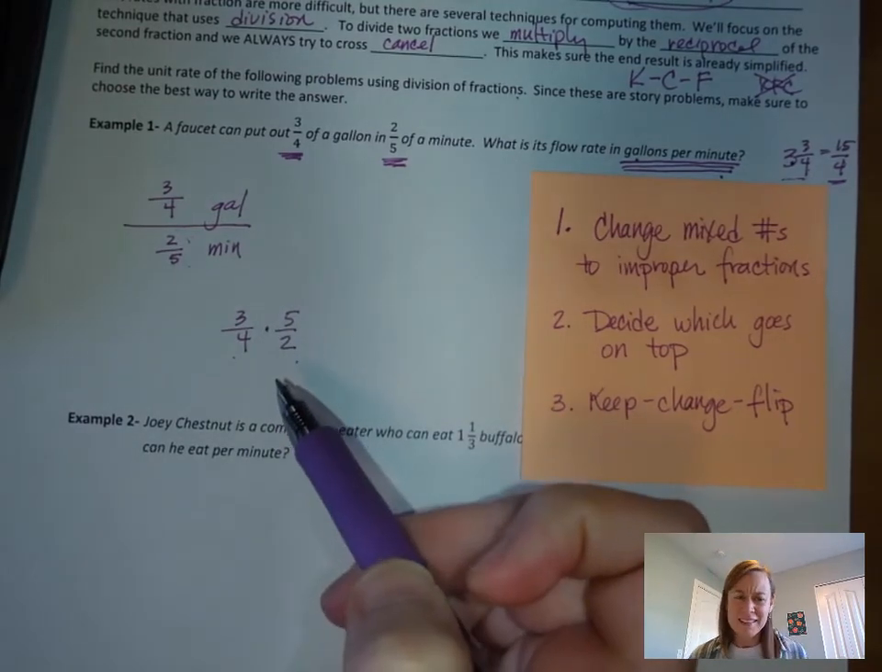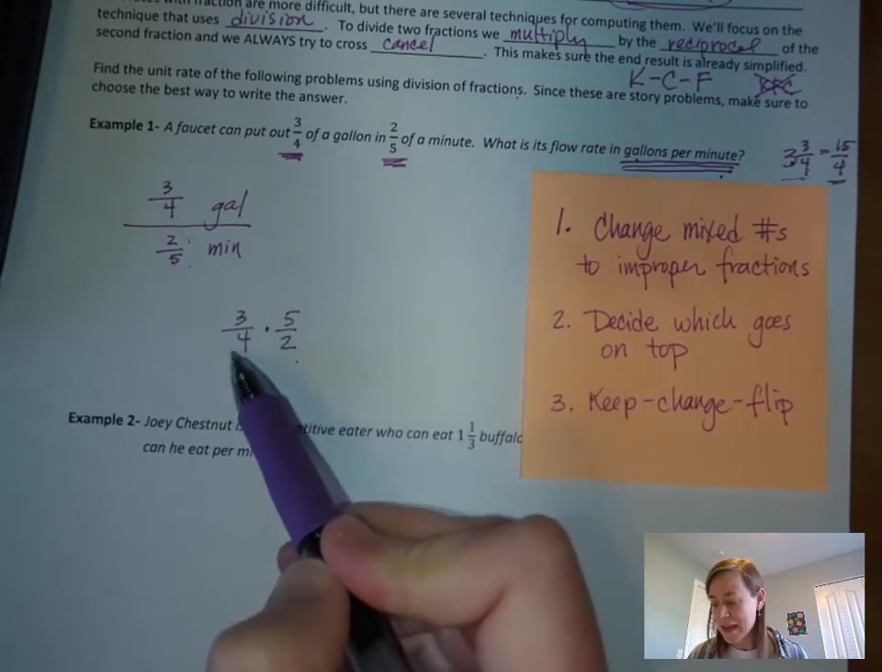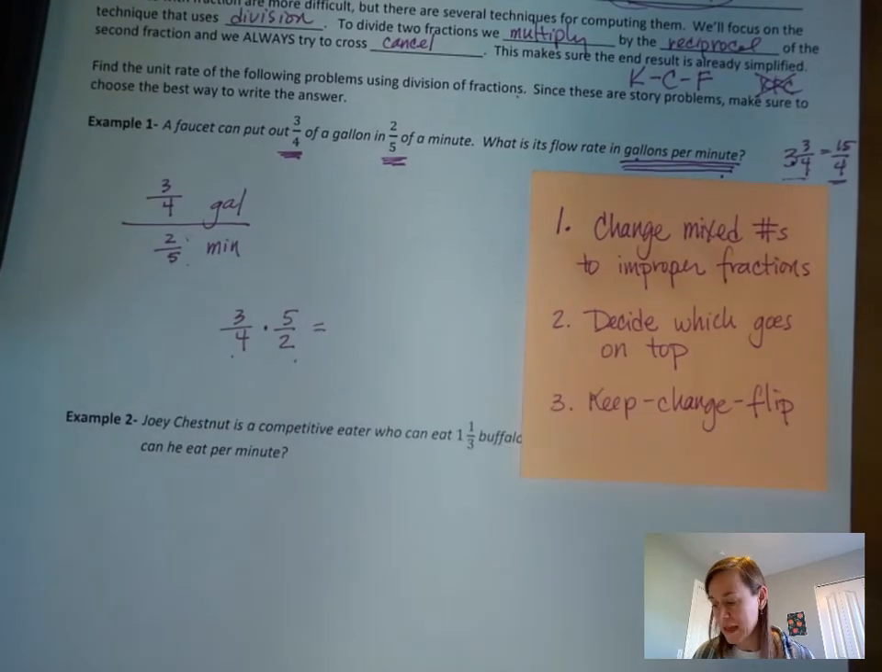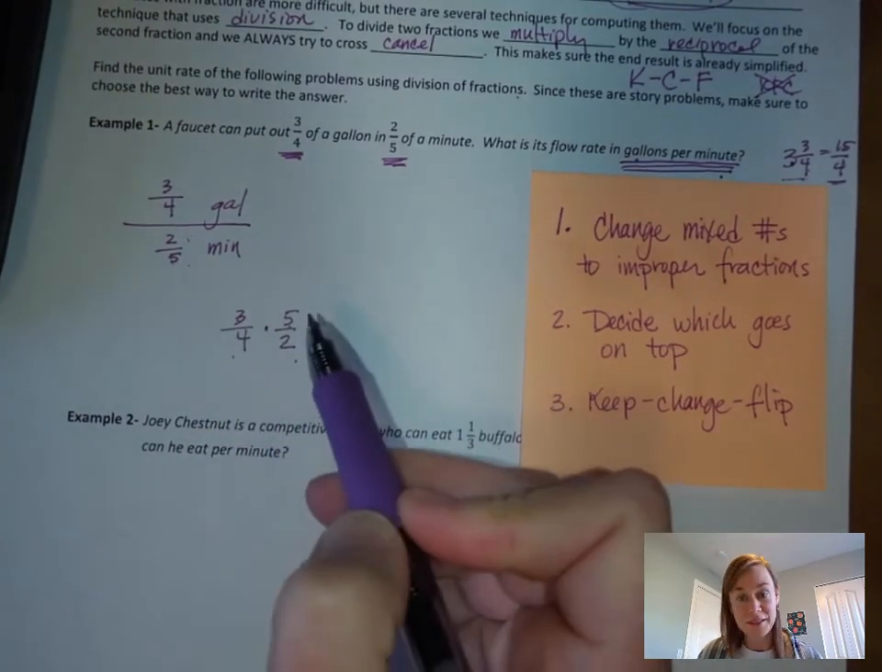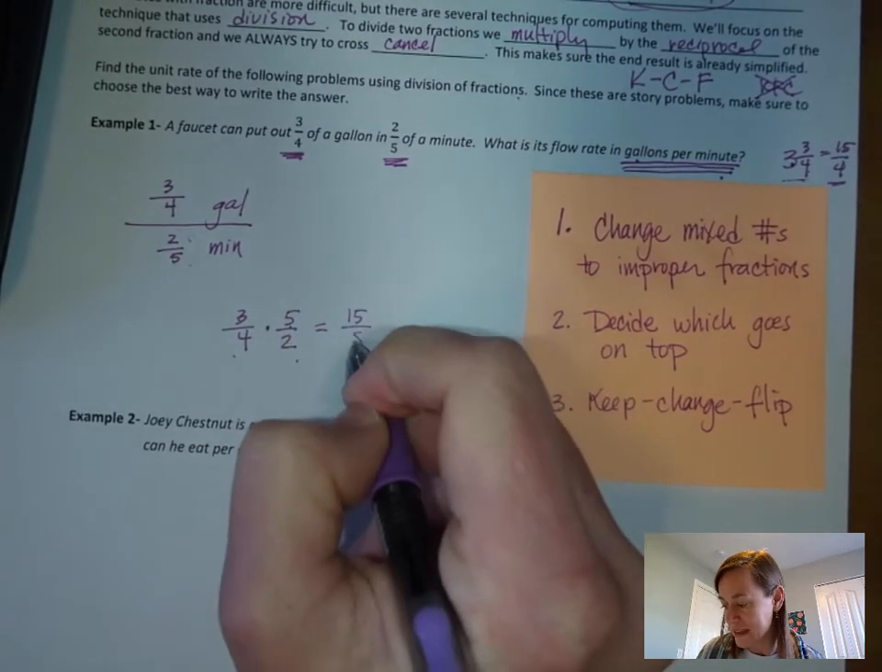We're done with that. Let's check and see if there's anything to cross cancel. In this case, there's not. I'll show you more about cross-canceling later. Let's do our multiplication. 3 times 5 gives us 15, and 4 times 2 equals 8.